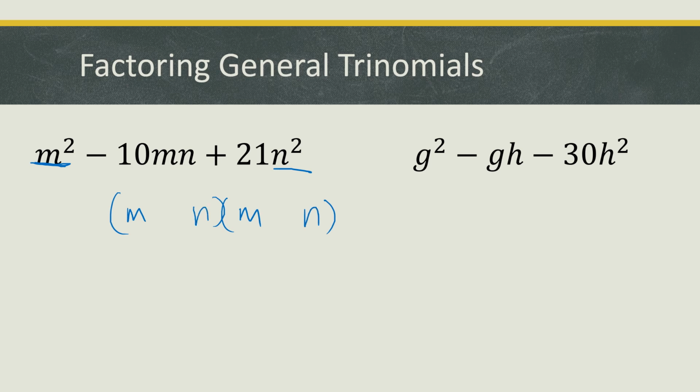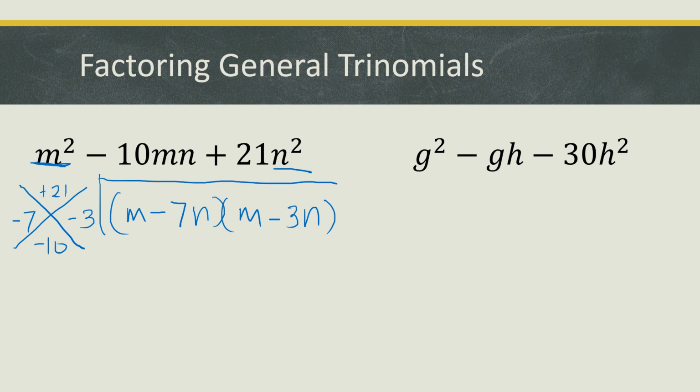And after that, we can now go with what we are doing with the letter C value, which is positive 21, and the letter B value, which is negative 10. So what are the factors of positive 21 that once we add, we will get negative 10? And those are negative 7 times negative 3. So therefore, we have now here minus 7 and then minus 3. So these are now the two factors: m minus 7n times m minus 3n.